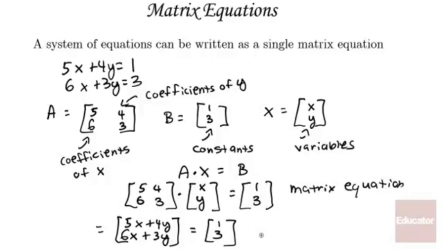recall the definition of equal matrices. Equal matrices have corresponding elements that are equal. So 5x plus 4y equals the corresponding element, row 1, column 1. For row 2, column 1, I look at my corresponding element, and I get my original equations back. So that shows that this system of equations is equivalent to this matrix equation. And that's what allows us to write the system of equations as a matrix equation.